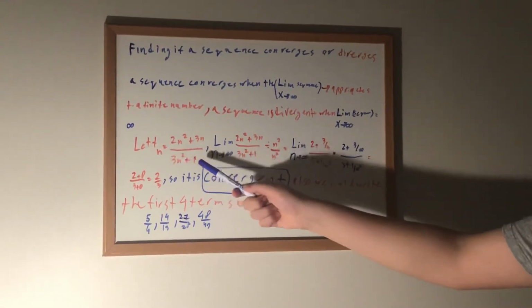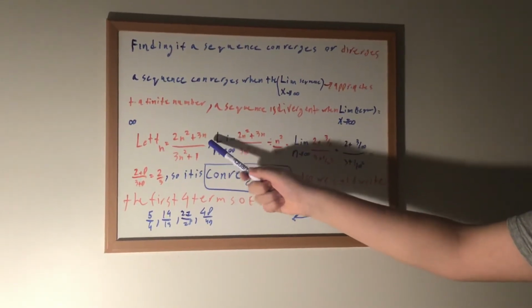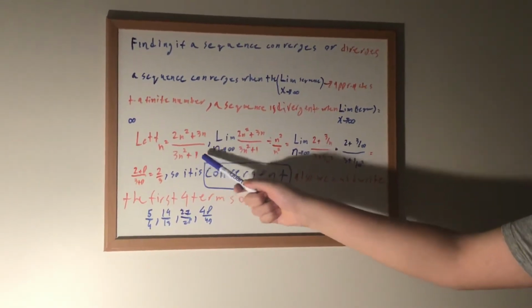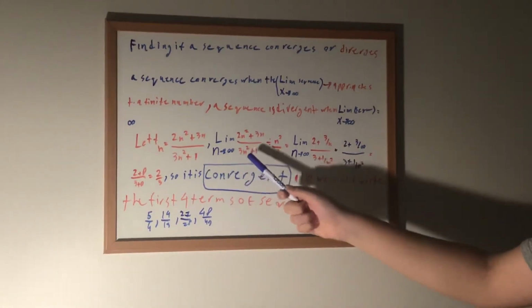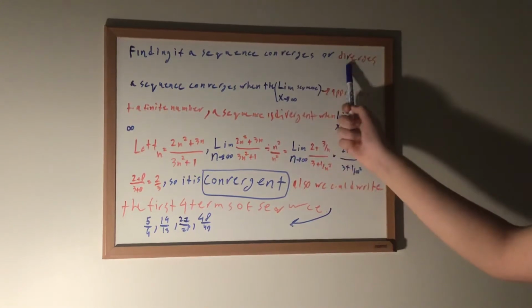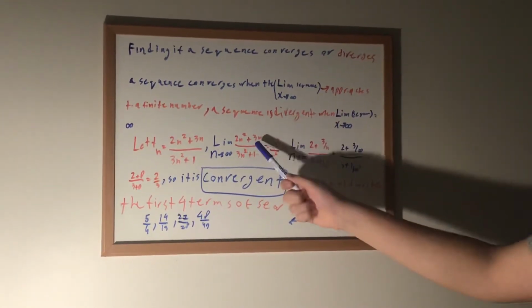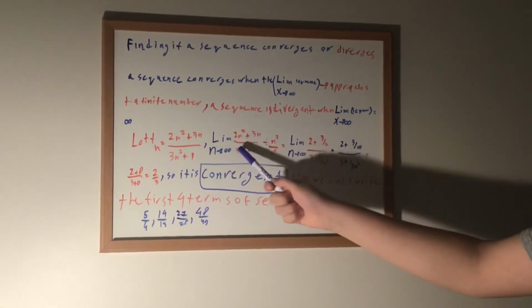Let t sub n, which is a sequence, equal (2n squared plus 3n) over (3n squared plus 1). So we want to know if the sequence converges or diverges. So we take the limit of the sequence as n approaches infinity.